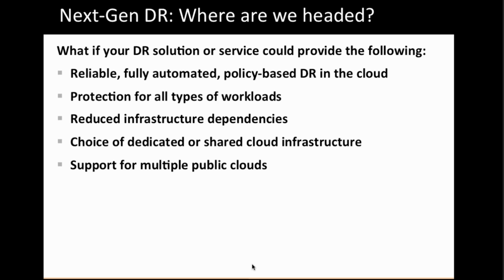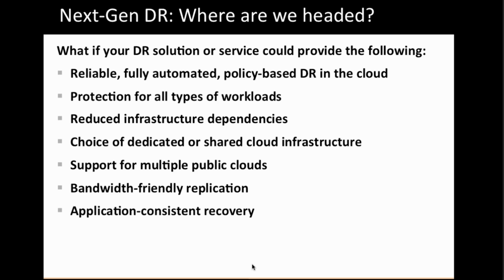A choice of multiple clouds, this is an obvious one, give you greater choice and reduce the potential for lock-in. Another no-brainer, bandwidth-friendly replication. Apply technologies like compression and dedupe to that data stream, make it more efficient, more cost-effective over the wire. And of course, crash consistency doesn't cut it in the recovery of most business-critical workloads. So I think solutions must have app awareness built in, both to the data capture and replication process.